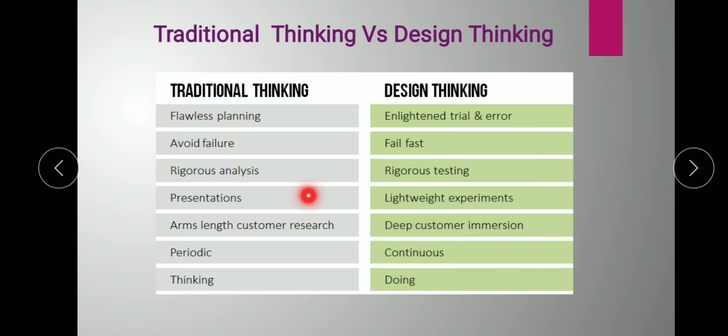Traditional thinking is going to be about presentation, whereas design thinking is going to be about experiments. So you need to have really good customer interaction in design thinking, whereas you don't need that much customer research in traditional thinking. And design thinking is continuous, whereas traditional thinking is periodic.